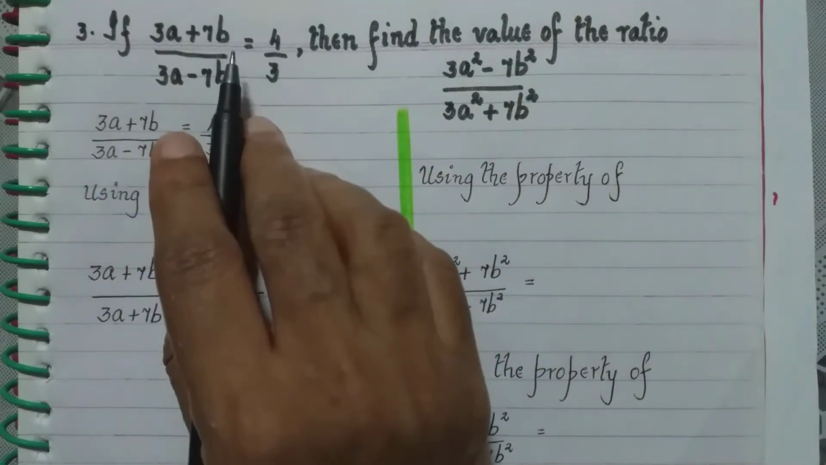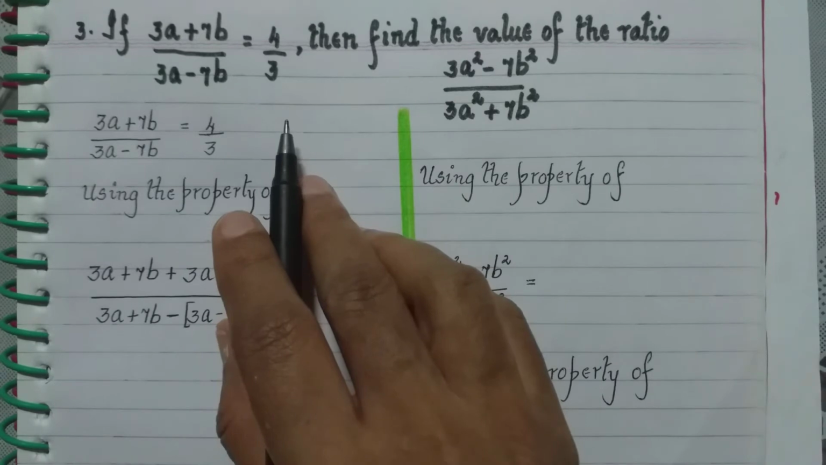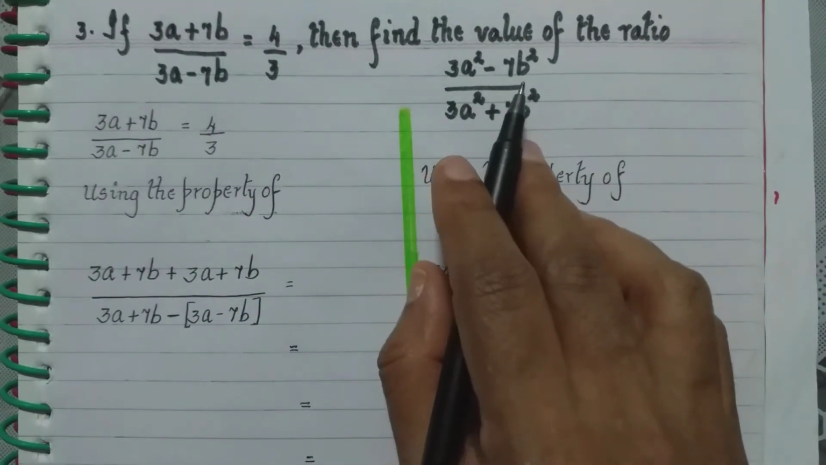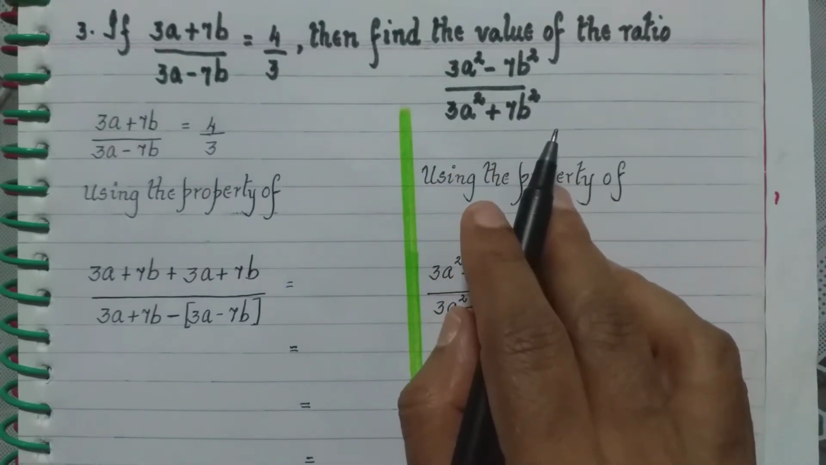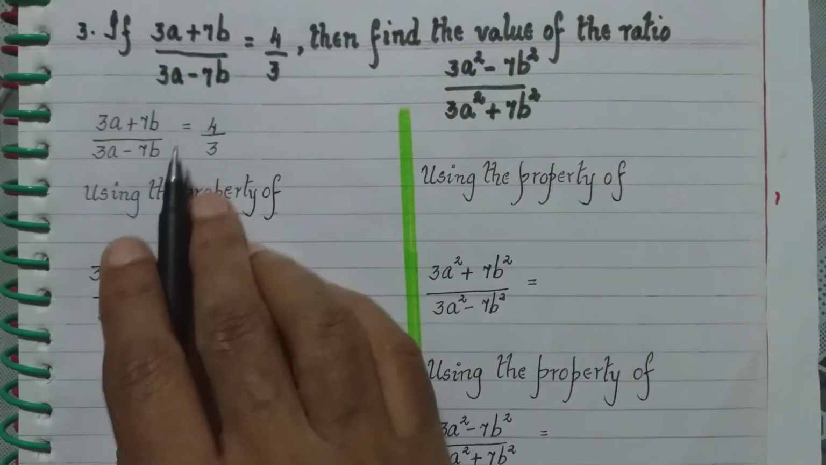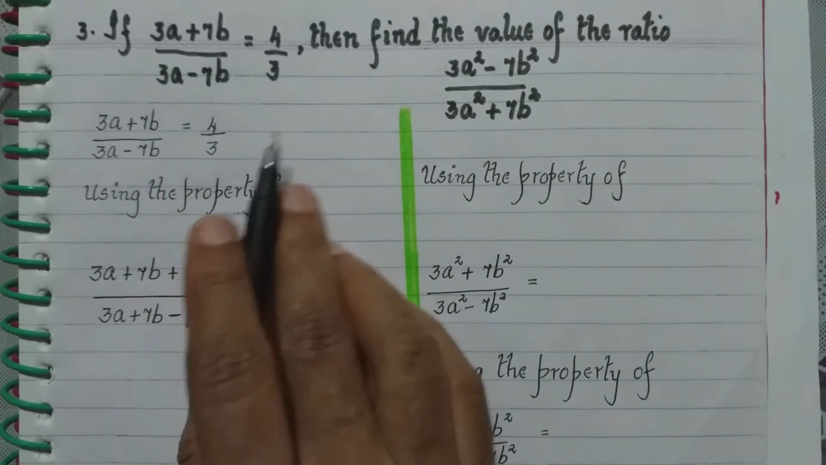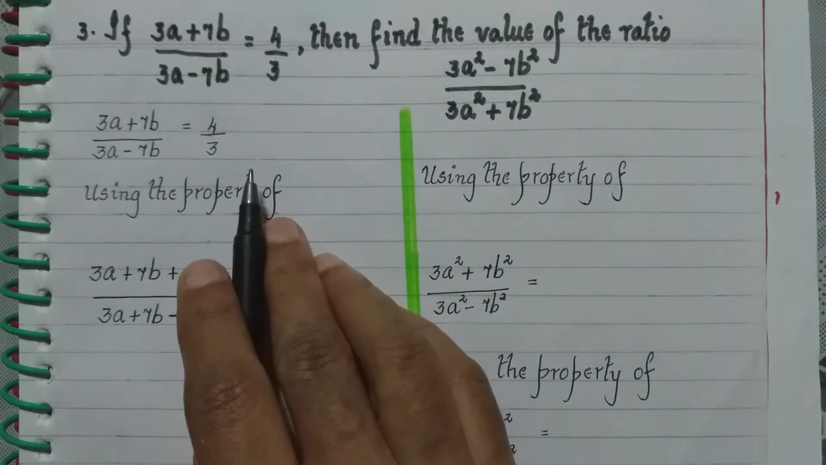Third question: if (3a plus 7b) upon (3a minus 7b) is equal to 4 by 3, then find the value of (3a square minus 7b square) upon (3a square plus 7b square). So (3a plus 7b) upon (3a minus 7b) is given. To reach this step, first we have to find the value of a by b.